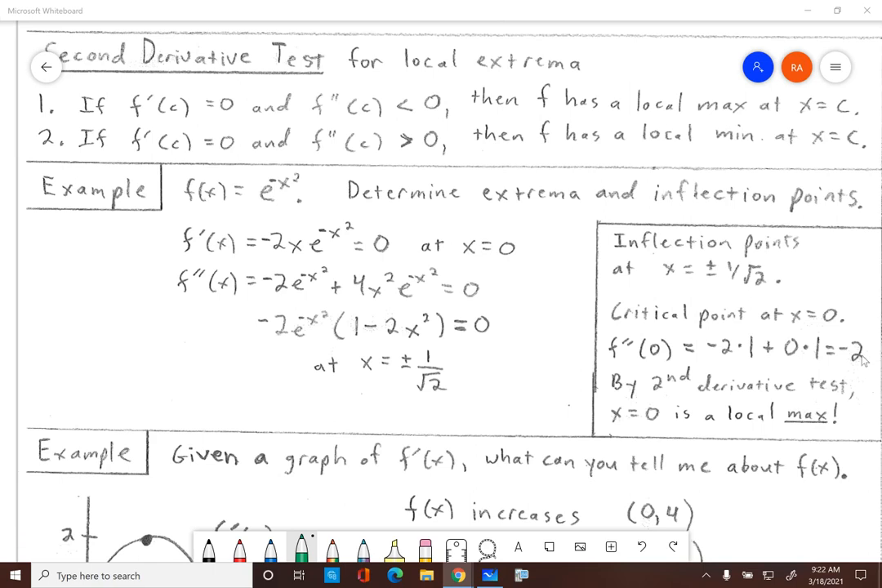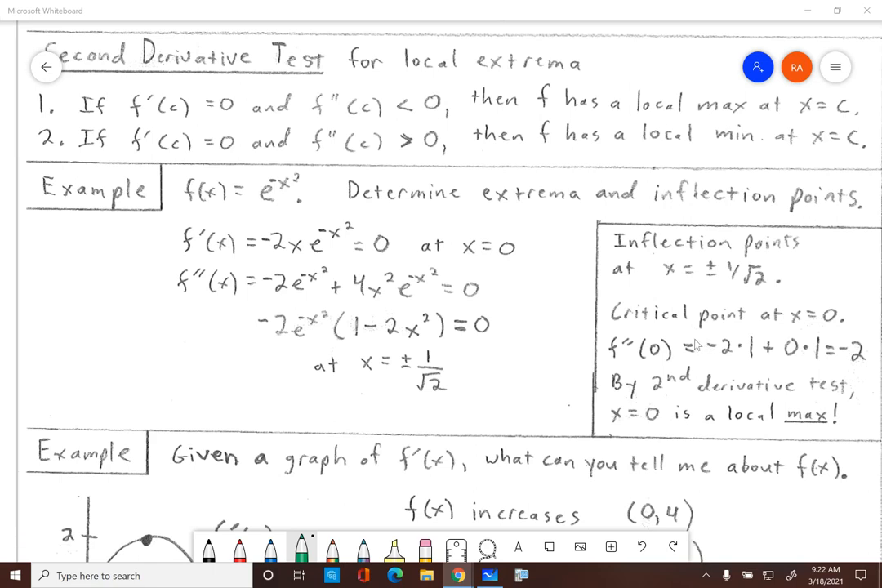And here's what that means. By the second derivative test, at the critical point, the original function is concave down because the second derivative is negative. So since the original function is concave down at the critical point by the second derivative test, x equals 0 is a local max.